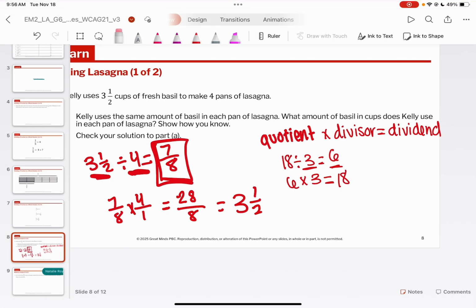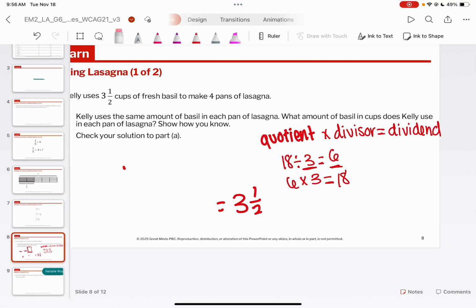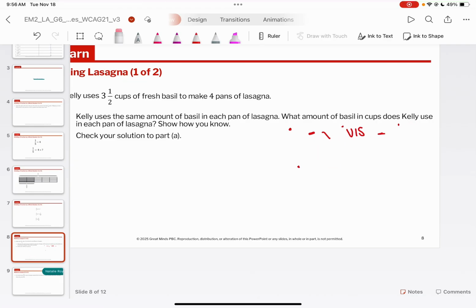Does anyone need me to slow down a little bit? If you need me to slow down, just let me know. All right. Now, that's called multiplying by the reciprocal. Keep, change, flip. Now let's do a tape diagram.